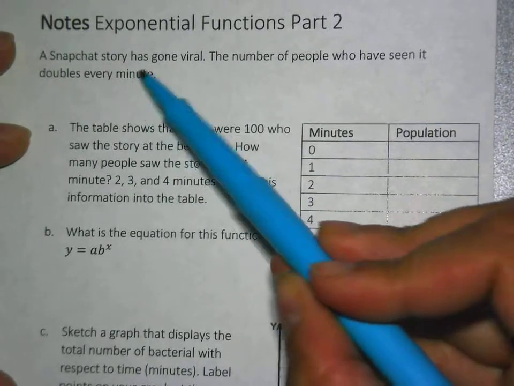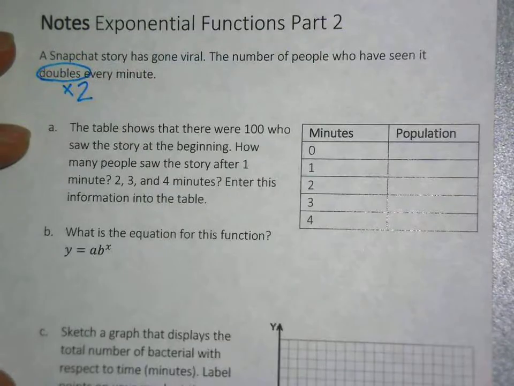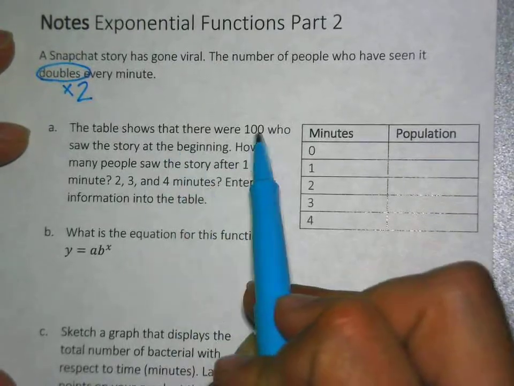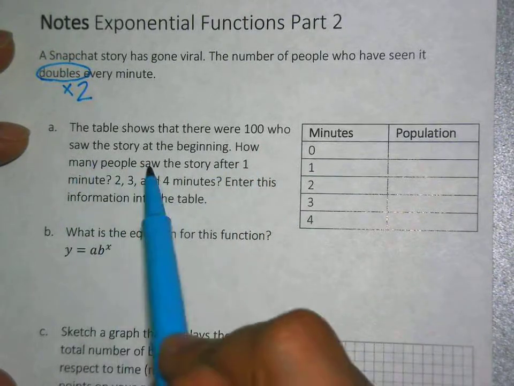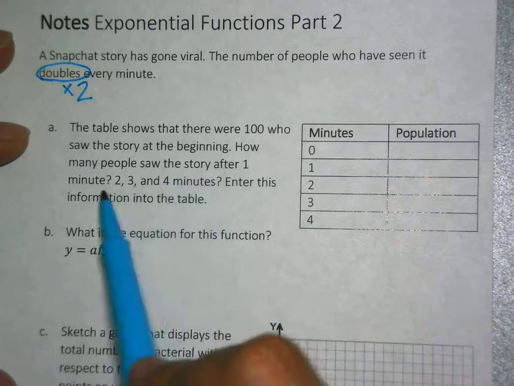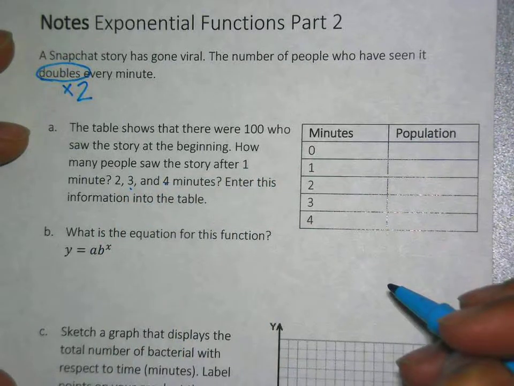A Snapchat story has a group of people who have seen it that doubles every minute. Doubles, I know, means multiply by 2. The table shows that there were 100 who saw the story at the beginning. How many people saw the story after 1 minute, 2 minutes, 3, and 4? Enter this information into the table.